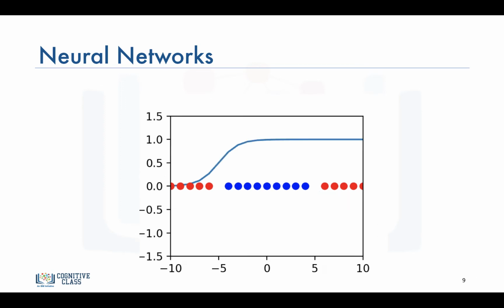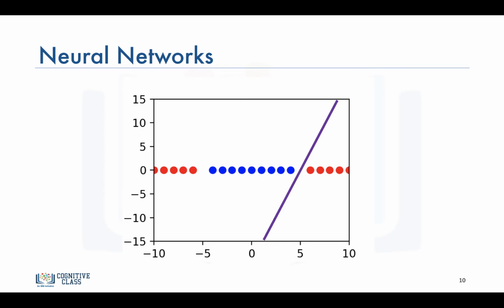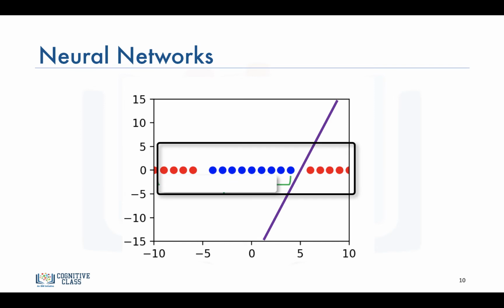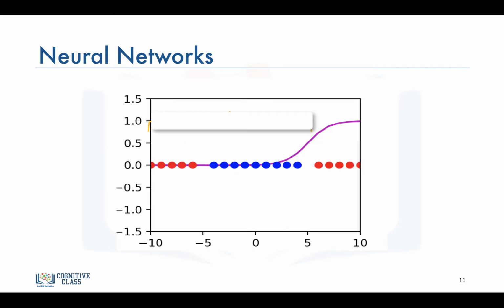As you can see right now, it looks like a function that maps everything in this region to 0 and everything in this region to 1, but it doesn't look like the function we want because everything over here is misclassified. So let's try another line. If we use this line, everything in this region is misclassified. If we apply a sigmoid activation function to it, we can see that all these points are misclassified.